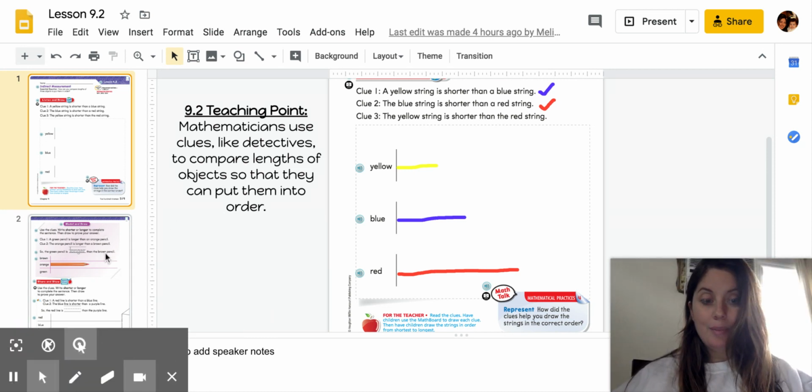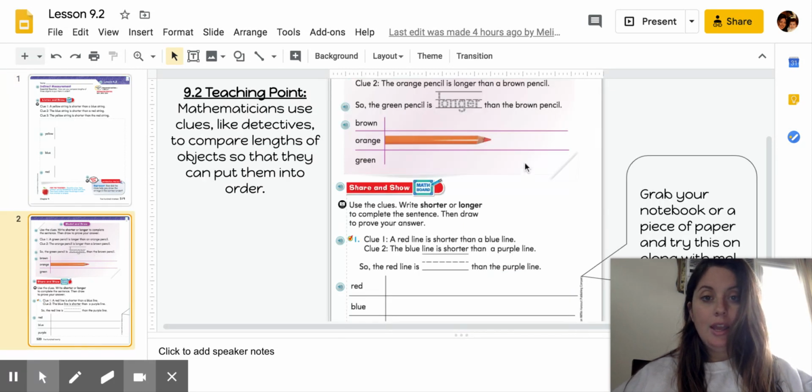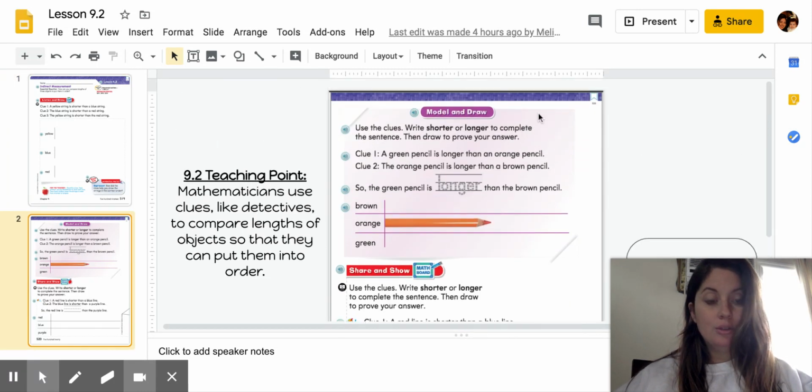Okay, mathematicians. So now we're going to go on to the second page, and I'm going to go ahead and do the model and draw. First I'm going to read, then I'm going to read the clues, and then I'm going to try to draw it out to help me figure out if the clues are putting the objects into order.